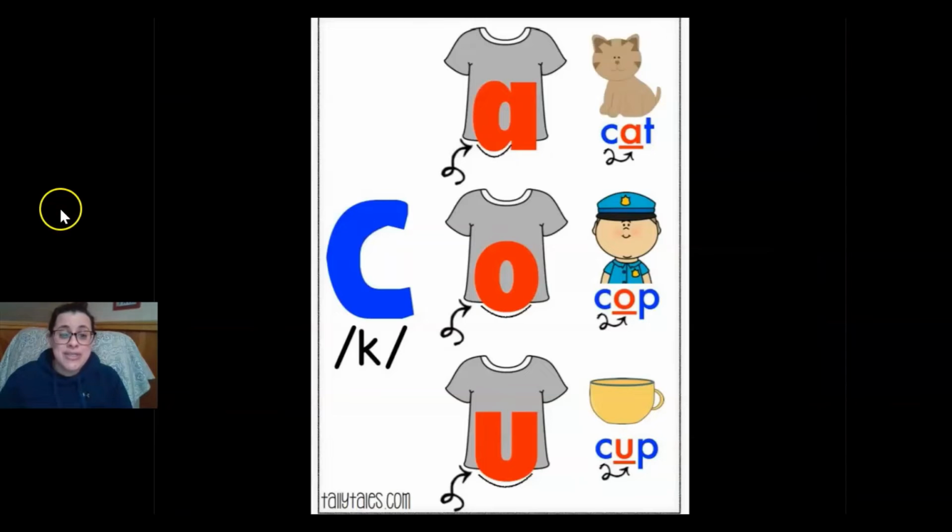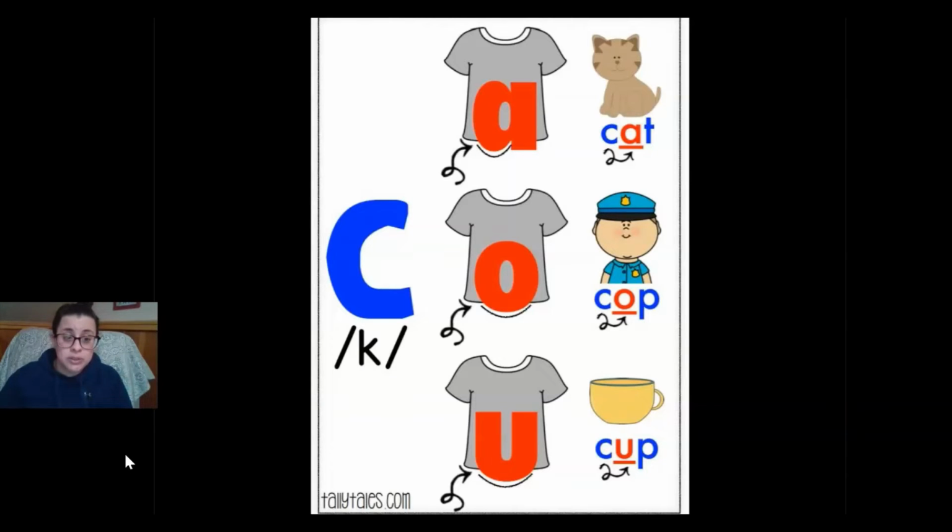We've learned that we will use the letter C when we hear the A sound, the O sound, or the U sound come right after. When we're writing a word that has the K sound, it can be tricky to know if we should use a C or a K. Remember, a few earlier lessons a couple weeks ago, we learned when to use a C and a K.